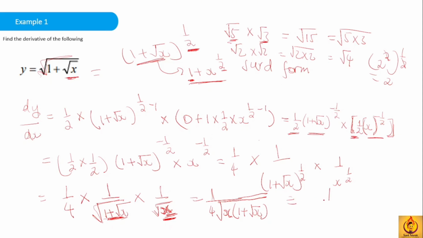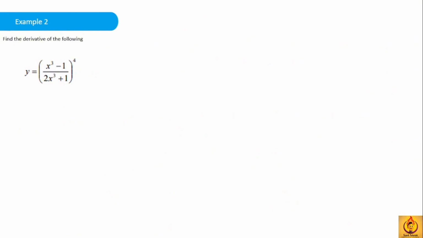Let me just write it in a neater way. 1 plus root. This will then be our answer simplified. The derivative of root 1 plus root x will be 1 over 4 root x multiplied by 1 plus root x. Then, moving on to the next example.